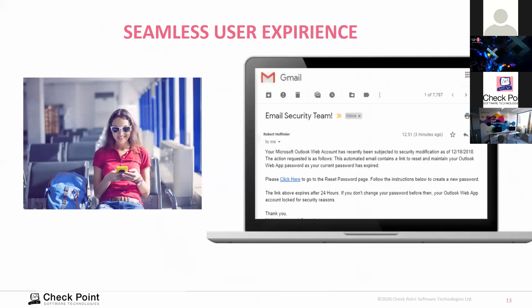And as I mentioned, we want this to be as seamless as possible. So we actually use this within Checkpoint. So for example, say you get an email and it has a phishing link in there and you click on the link.